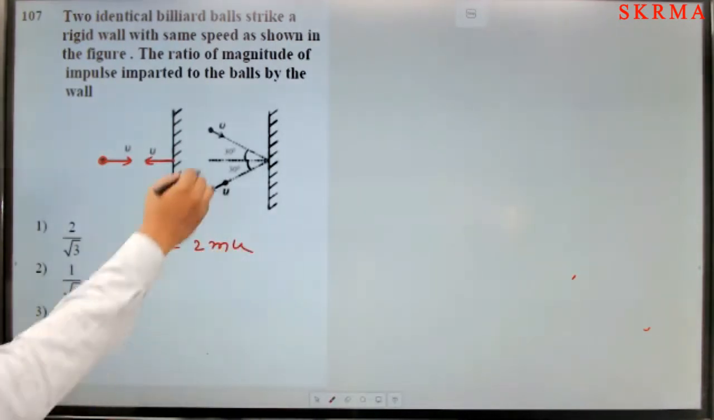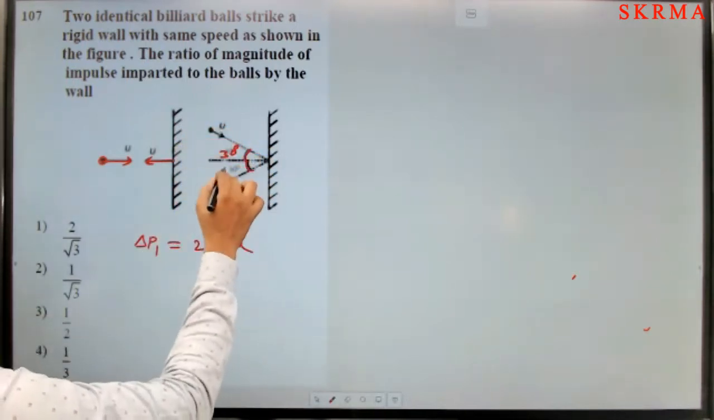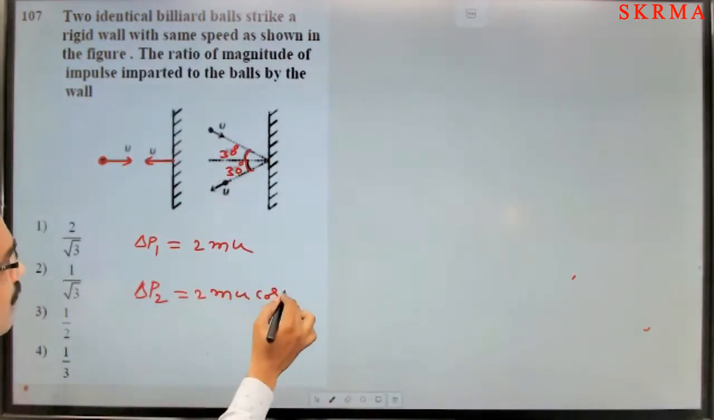Next, for this one, the ball is making an angle 30 degrees with the horizontal. After collision also it is at 30 degrees with the horizontal. So after collision it is moving with the same angle. Now in this case, what is the change in momentum? So in this case, the change in momentum is 2mu cos theta, or cos 30.